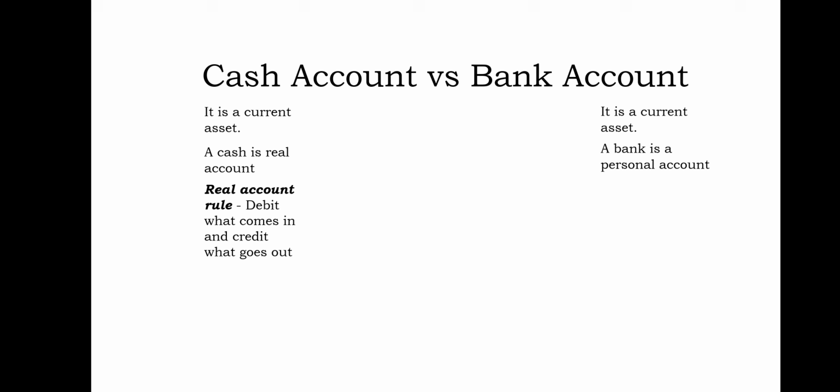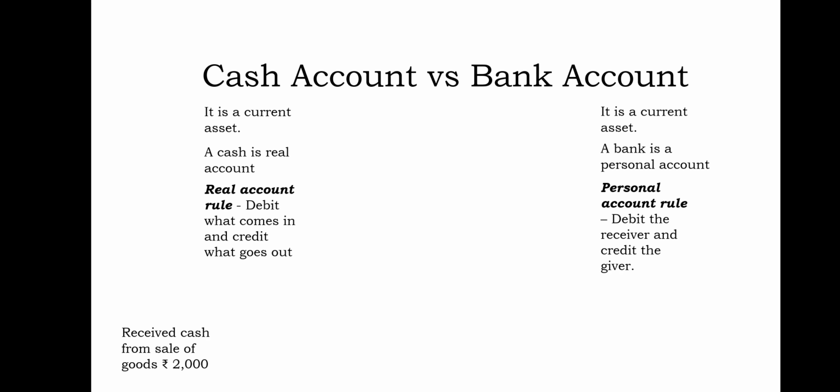A cash account has a very simple rule: debit what comes in and credit what goes out. And a personal account has a rule: debit the receiver and credit the giver. It means the way we write cash in a journal entry and the way we write bank in a journal entry doesn't mean the same. The way of putting them in their respective places in a journal entry differs because of the rules they follow. In order to understand this particular topic, let's understand it with an example.